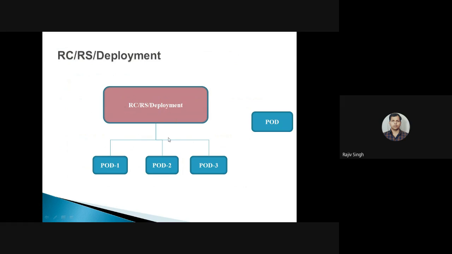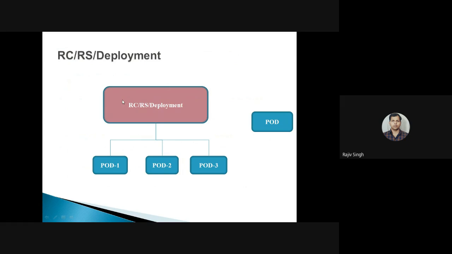If you are creating a pod without the replication controller, replica set, or deployment, and then you delete it, or the pod gets deleted due to any kind of reason, then it will not come back again, because there is no maintainer at the head of this pod. So this is the basic difference and the purpose of the RC, RS, and Deployment.